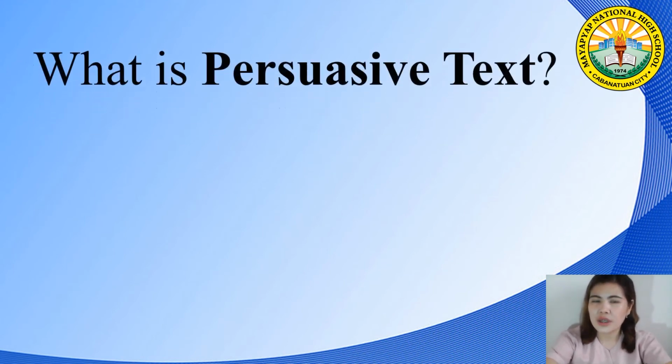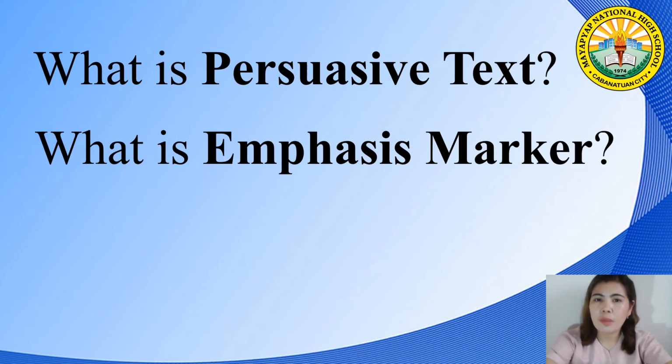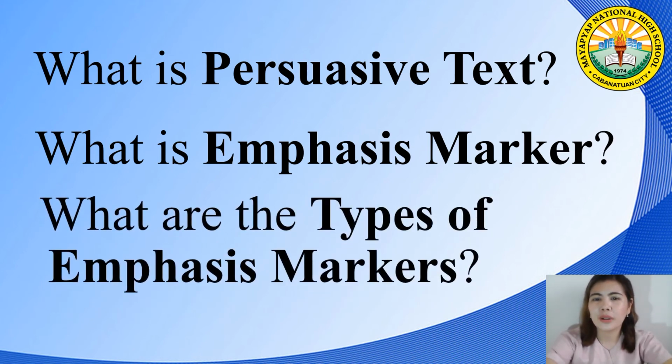What is a persuasive text? A persuasive text is used to convince someone and get their attention or approval. What is an emphasis marker? An emphasis marker is a word or a phrase that expresses a speaker's stress in a sentence. And what are the types of emphasis markers? The emphasis markers are emotive words, personal pronouns, exaggeration, repetition, imperatives, rhetorical questions, generalizations, literary devices, play on the reader's sympathy, and the clusters of three.